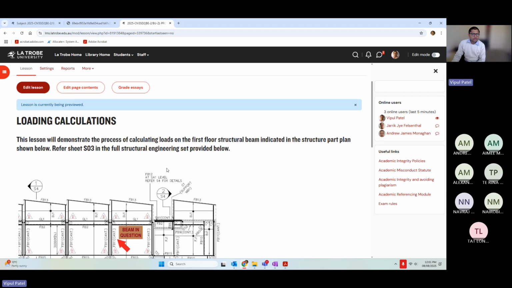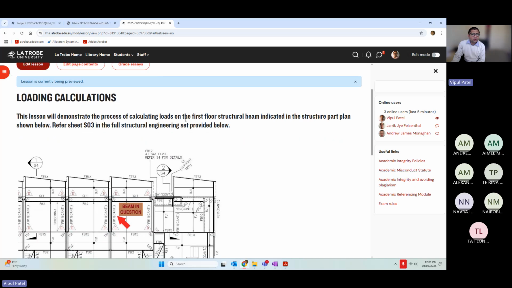Now, what I'm going to do is read line by line. I will show you where these details are, do the calculations, and show you the step-by-step procedures. If you have any questions, you can unmute yourself or put them in the chat. These lessons will demonstrate the process of calculating the loads on the first floor structural beam, so it's basically dead load and live load coming onto the first floor structural beam, indicating the structural plan shown below. Refer to sheet S03 in the full structural engineering set provided below.